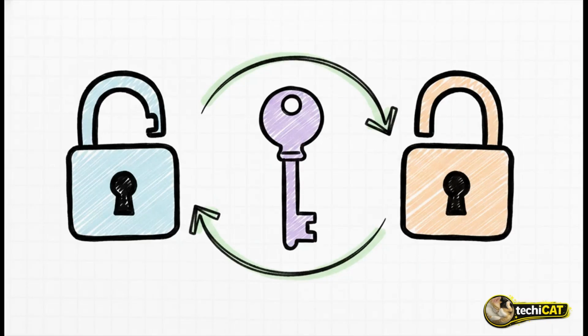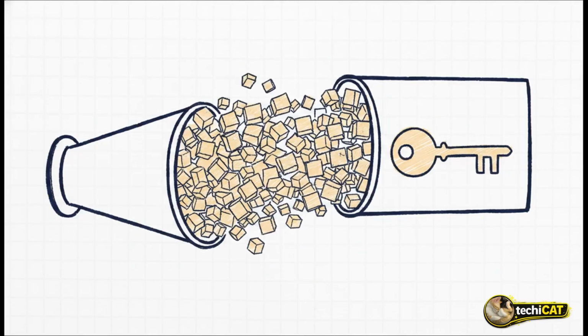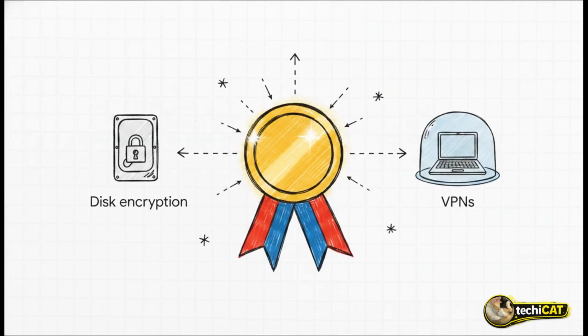First up, symmetric encryption. This is where the exact same key both locks and unlocks your data. Since it only needs one key, it's absolutely lightning fast, perfect for streaming or handling massive files. AES is the absolute gold standard here. It's the real muscle protecting your hard drive and VPNs.